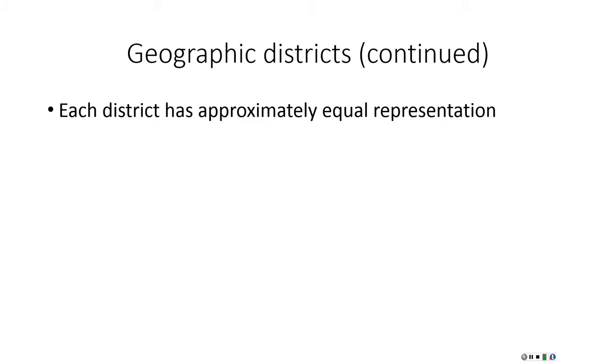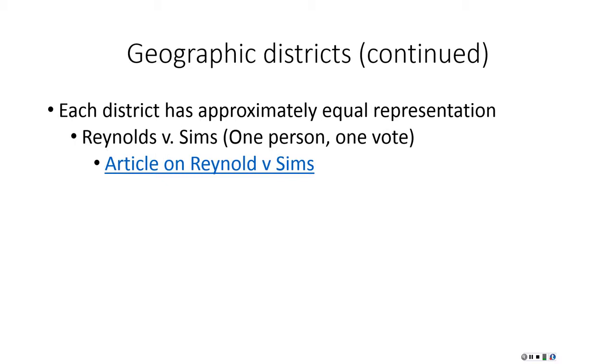Each district has approximately equal representation thanks to a court case called Reynolds v. Sims. Reynolds v. Sims was an attempt to normalize or make fair the voting procedures. What we got from Reynolds v. Sims was something called one person, one vote. And it was to make sure that districts were not packed.